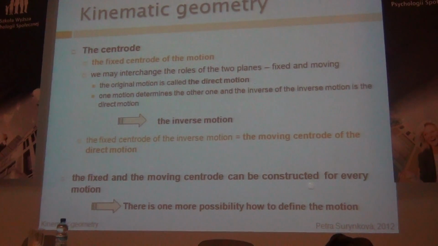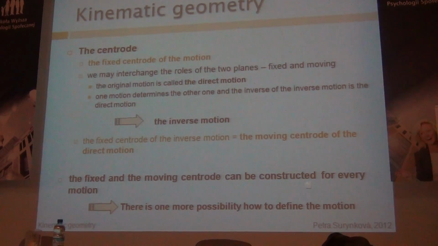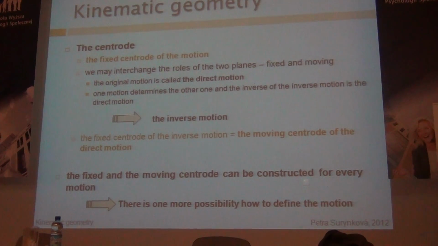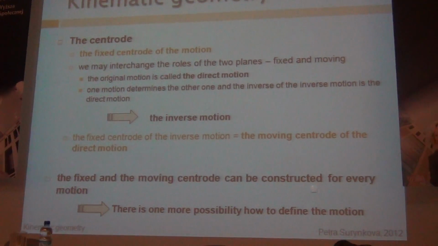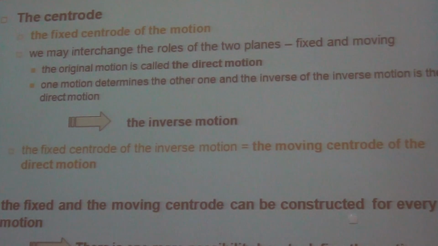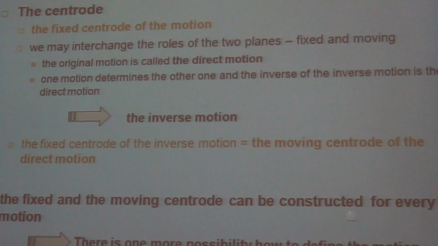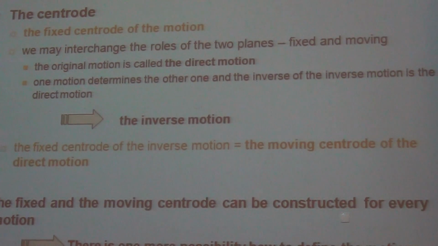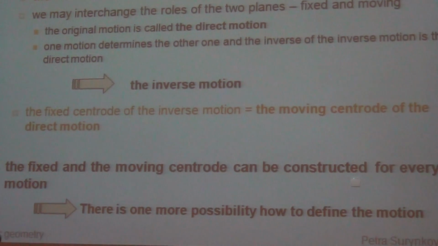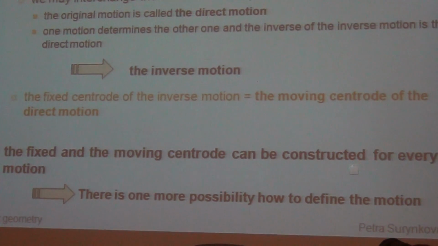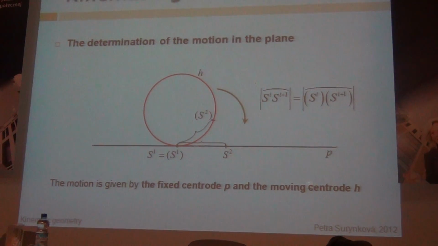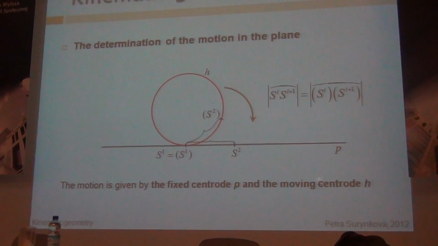I think you know this example of the determination of the geometric motion, and it's by the centrodes. We have the fixed centrode and the moving centrode. The moving centrode is rolling on the fixed centrode without slipping. And this is the typical example of this motion. The wheel is rolling on the straight line without slipping.